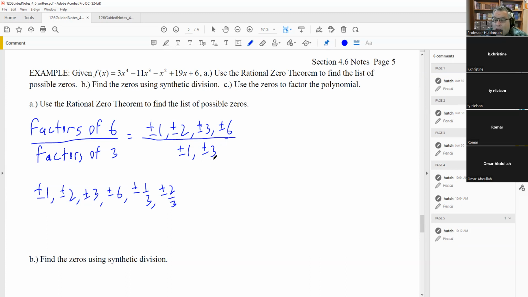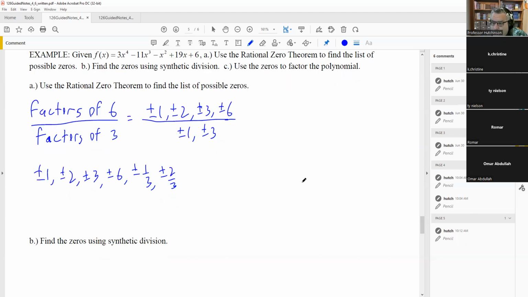Now the next one I have is 3/3. Now 3/3 is 1. We already have it on our list, so we don't have to write it again. And 6 divided by 3 is 2. We already have that on our list already, so we don't have to write it again. So if you get to that point where it reduces to something that's already on your list, then you don't need to write it down a second time. If it's written down once, then that's fine. So this is our total list that we have of factors to try.